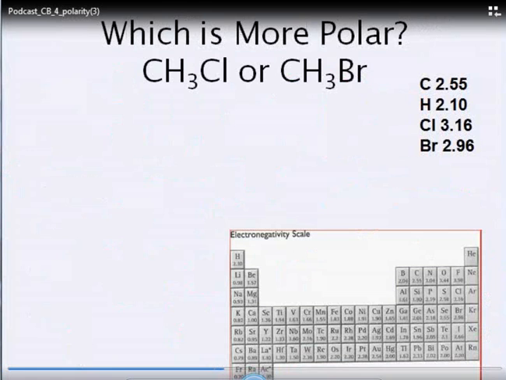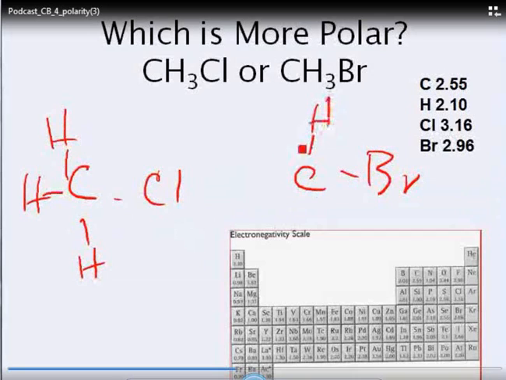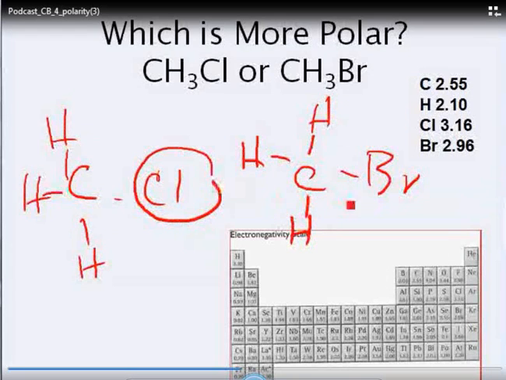Okay, so here we can decide whether we have more polar bonds in one molecule than another. So I'm just going to draw. I've got carbon with 3 hydrogens in both cases. In one case it's chlorine, in the other case I have bromine. Everything else is the same, right? So if I want to know which molecule is polar, what makes the molecule polar is the fact that I have this bromine sticking out on one of them, chlorine on the other.